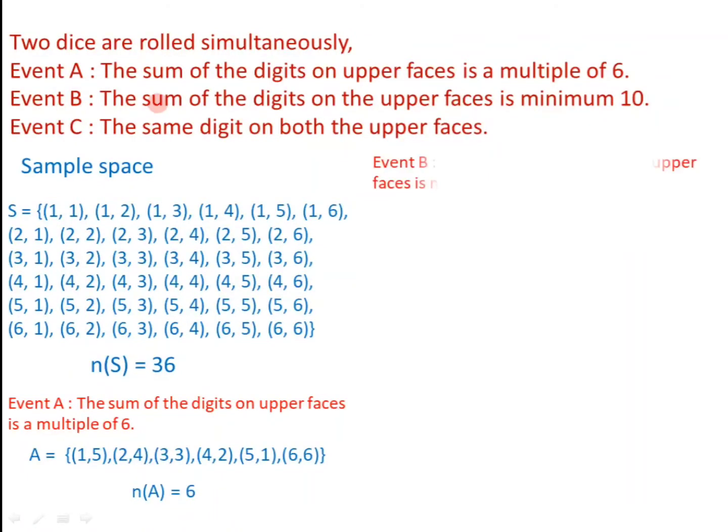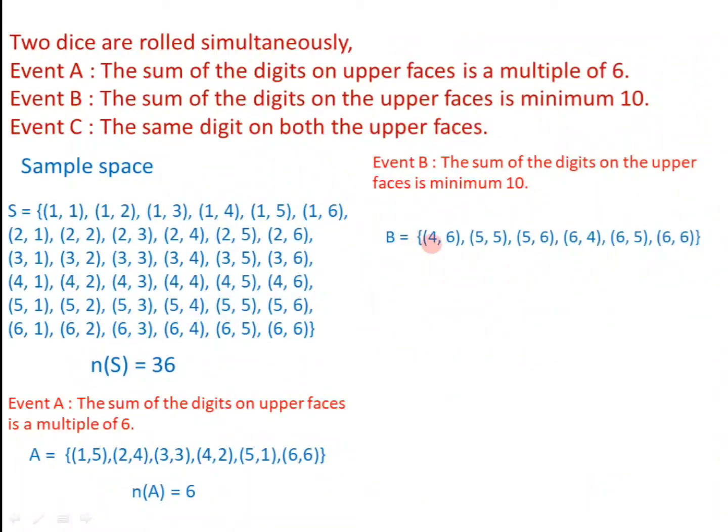The second event is the sum of digits on the upper faces is minimum 10. Now here one condition is given that the sum must be minimum 10 and maximum, no condition is applied here. That's why the sum can be more than 10. So we have to collect those points whose sum is 10 or more than that. So the set B contains elements 4 6, 5 5, 5 6, 6 4, 6 5 and 6 6.